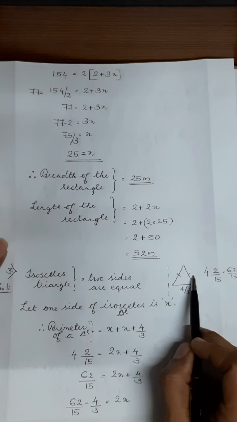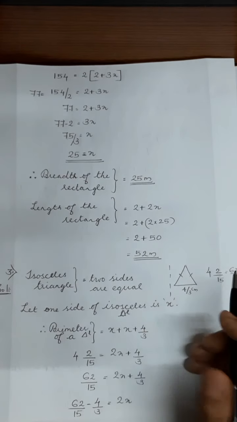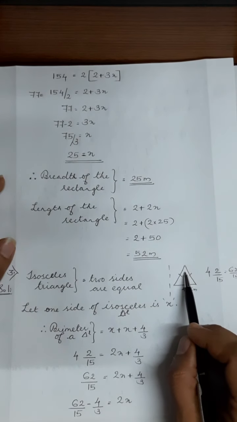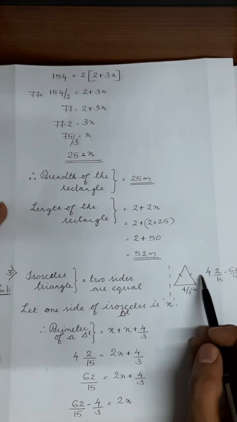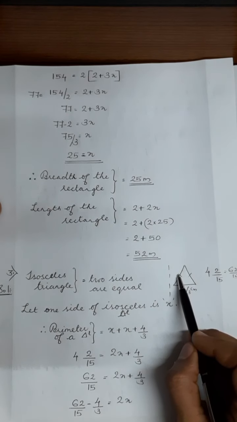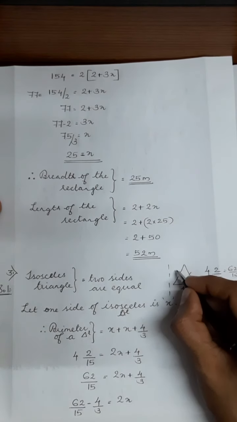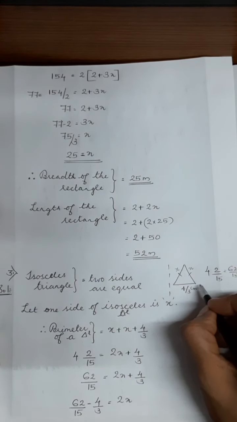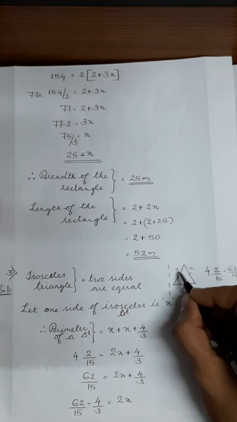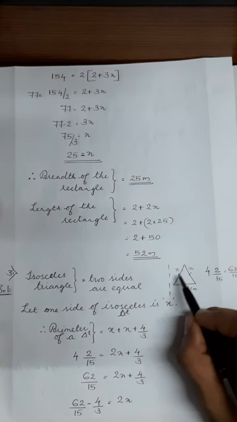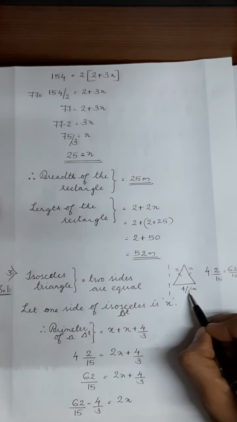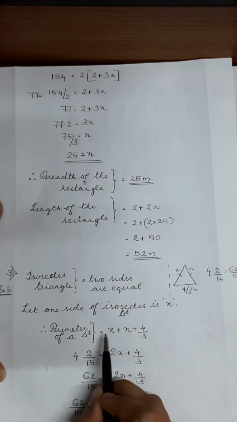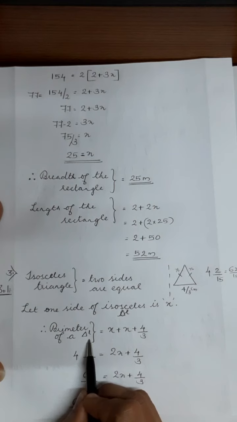So what do we need to do here? Perimeter of a triangle means we need to add all the sides. So we are going to take one side as x. If I take one side as x, then here also it will be x. And the perimeter of the isosceles triangle is the addition of 3 sides. That means x plus x plus 4 by 3, isn't it? That's what I have written here, x plus x plus 4 by 3, which equals the perimeter of the triangle, which is given in the question.